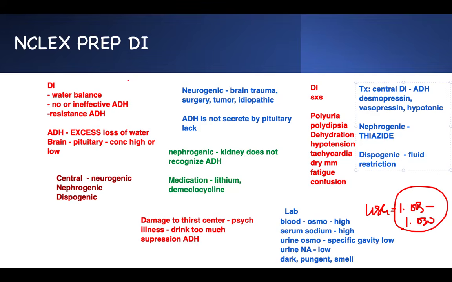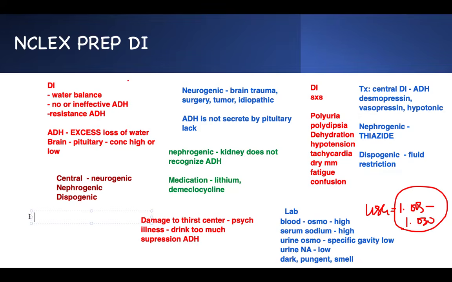And this is the key to knowing the difference between all of them. Don't forget, this is brief information, but this is all you need to understand the difference between each type of diabetes insipidus, and how to recognize which one is nephrogenic, which one is central, and which one is dipsogenic. There's something you have to know.